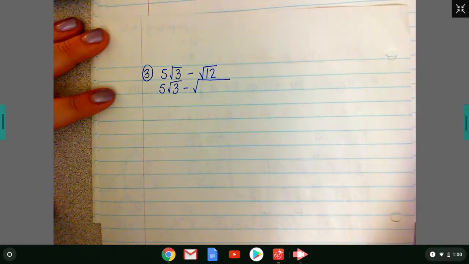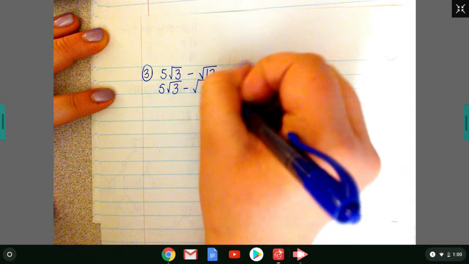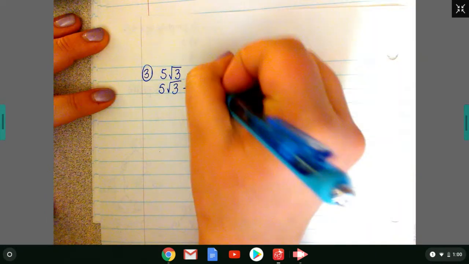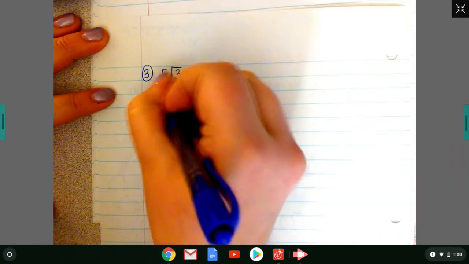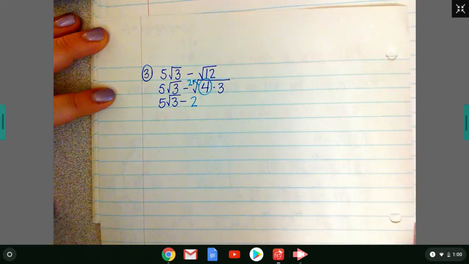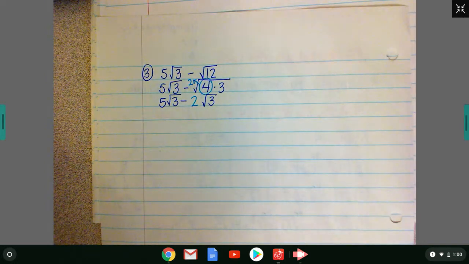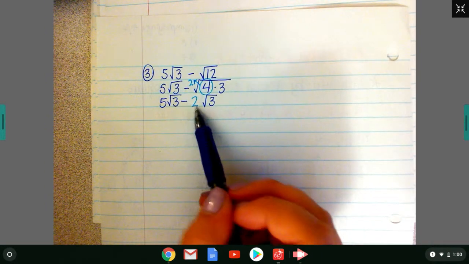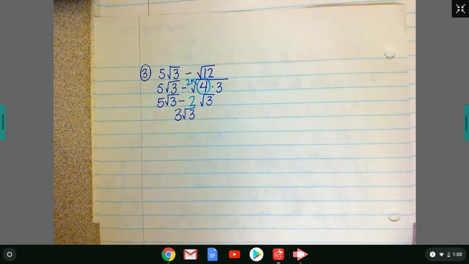What's perfect that goes into 12 is 4. So 4 times 3 is what 12 is. So I can pull out a 2. So then I'd have 5 root 3 minus 2 root 3. And hey, look, now that I've simplified them, I actually do have like radicals. They're both root 3s. So this is 5 of these minus 2 of these. That's 3 of these. So I have 3 root 3s.